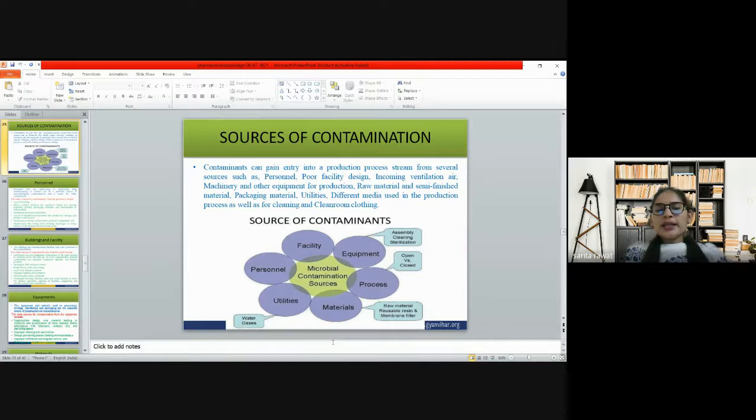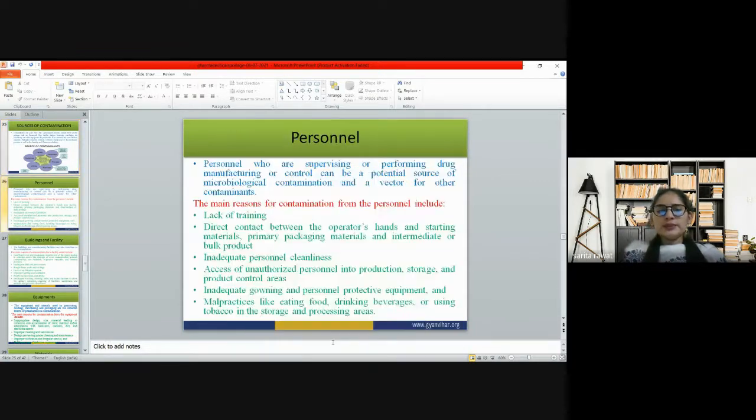Basically, the microbial contamination sources include facilities, personnel, utilities, water, gases, materials, raw material, reusable resins and membrane filters, and then the process that is involved in the production, like closed and open production, then equipment, assembly, cleaning, sterilization. So these are some common sources of microbial contamination.